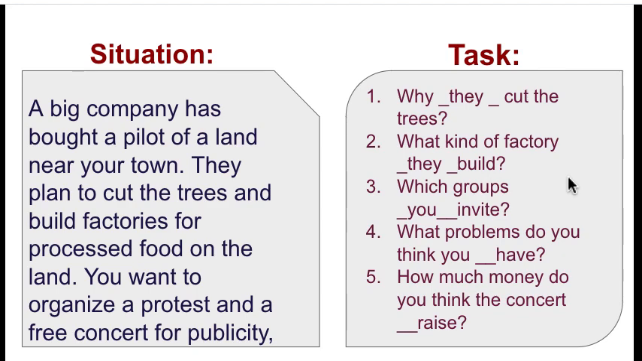And let's try to do the fifth sentence. How much money do you think the concert raises? Be going to or will? Great job. Yes, we use will because we don't have any facts and any expectations about it. How much money do you think the concert will raise?